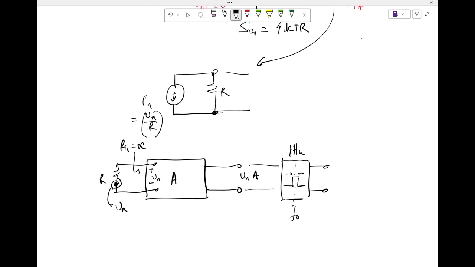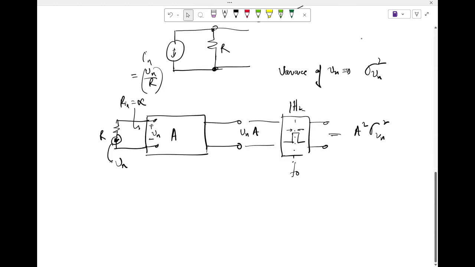So Vn squared is basically the variance of Vn. If I say variance of Vn is sigma Vn squared, that is known to us, right? But now I am not observing the voltage variance of the resistor. I am observing the variance after the resistor has been interfaced with the amplifier. Okay. So which means that the variance here will be A squared times sigma Vn squared, right? Okay. So now, forget about this A now.